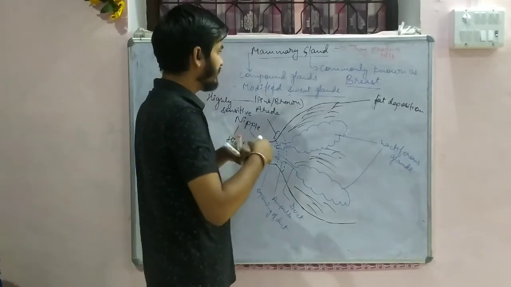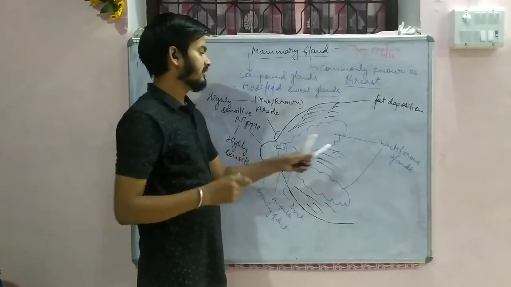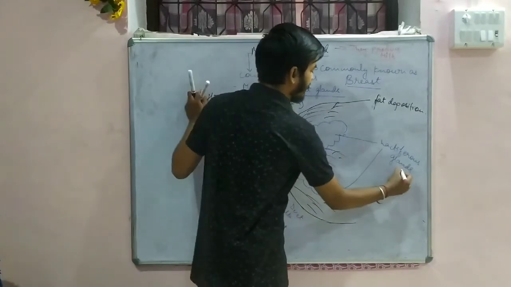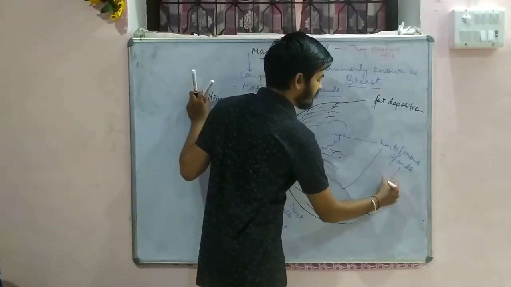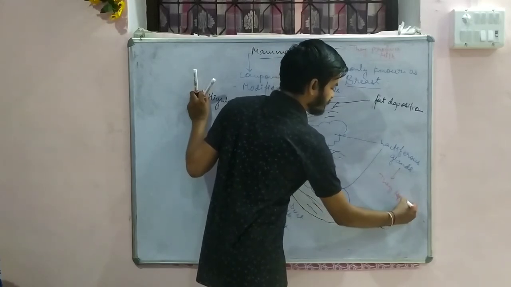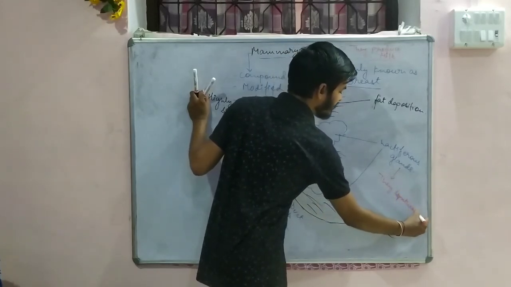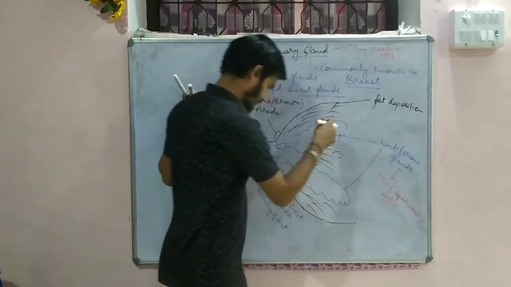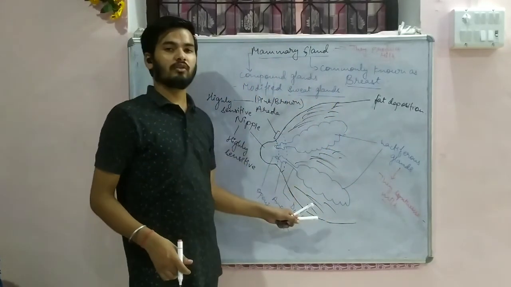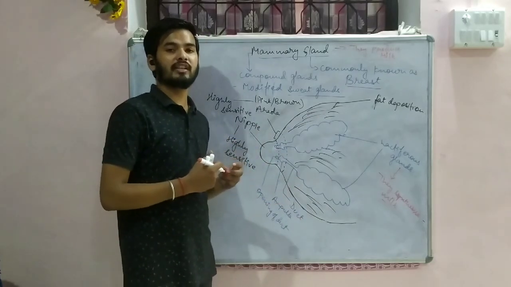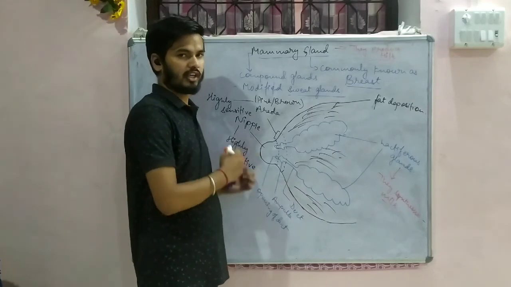What I have said is that this mammary gland produces milk. These lactiferous glands are actually milk-producing glands. They synthesize milk in the female breast. Okay, so this is the complete structure of mammary glands in the female body. Note it down very carefully.